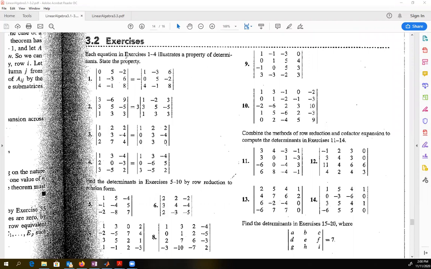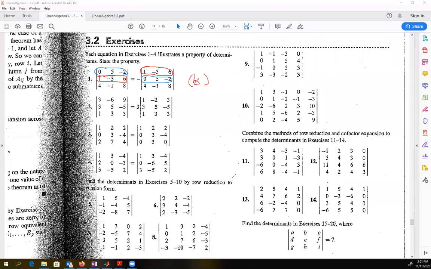So here we have each equation in this exercise illustrates a property of determinants. State the property. So for the first one, it looks like two rows are interchanged, right? So let's see, this row here is this one here, right? And then if I change a color, this one here equals this one. So that was property, I think we called it B.